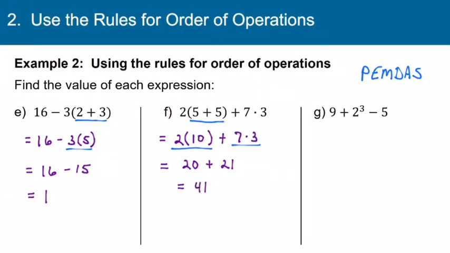And here on part G we have 9 plus 2 to the third power minus 5. Okay, we don't have any grouping symbols here, but we do have an exponent, so that needs to be taken care of first. 2 to the third power is 2 times 2 times 2. It's not 2 times 3, remember. 2 to the third power is 2 times 2 times 2. Now 2 times 2 is 4 times the third 2 makes 8. So now we have 9 plus 8 minus 5. And addition and subtraction are done in order from left to right. So first I'll do the addition. 9 plus 8 is 17. And then 17 minus 5 is 12.